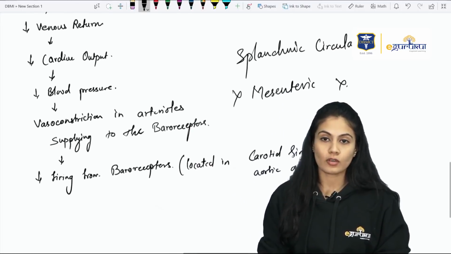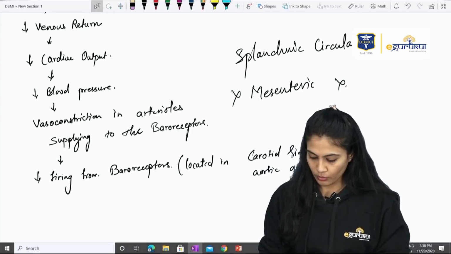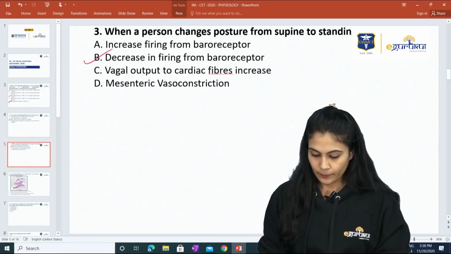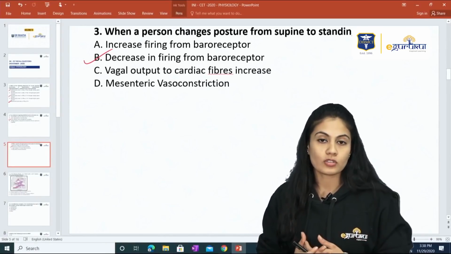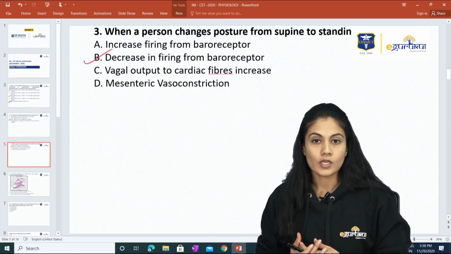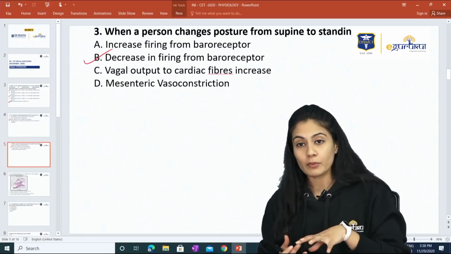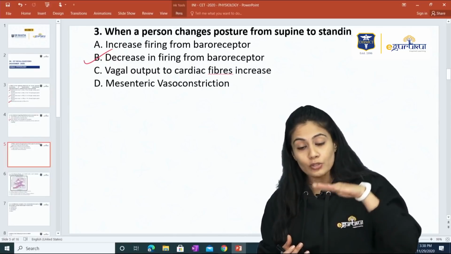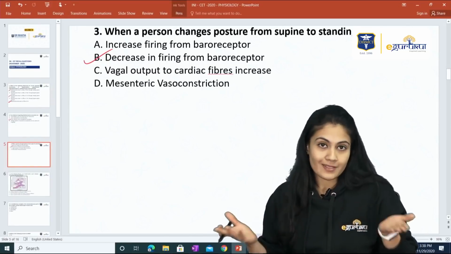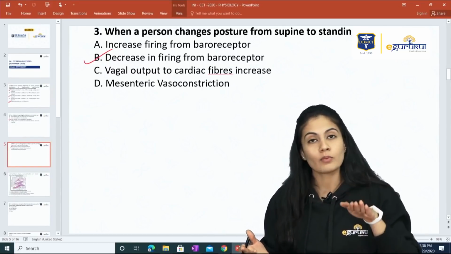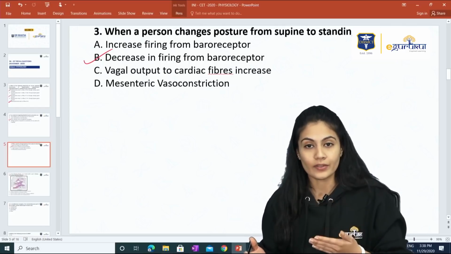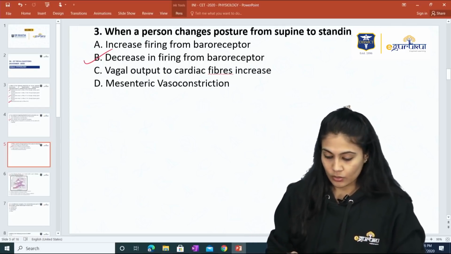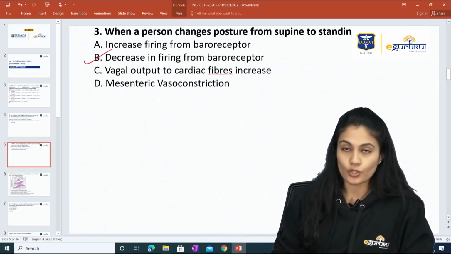Mesenteric is not having much of a role, so that's why mesenteric vasoconstriction is usually not seen, right? The vagal output to the cardiac fiber, which is option C, is actually decreased. Why? Already BP is low, and that's why parasympathetic will go down, right? It will not increase, right? And so that's why the answer of this question is option B.